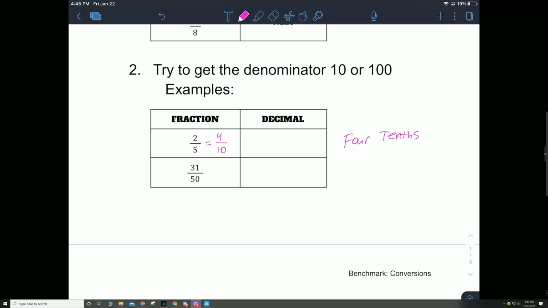4/10, and that, as a decimal, is simply 0.4, because that is the tenths place, and there are 4 of them, 4/10. Another example would be 31/50.